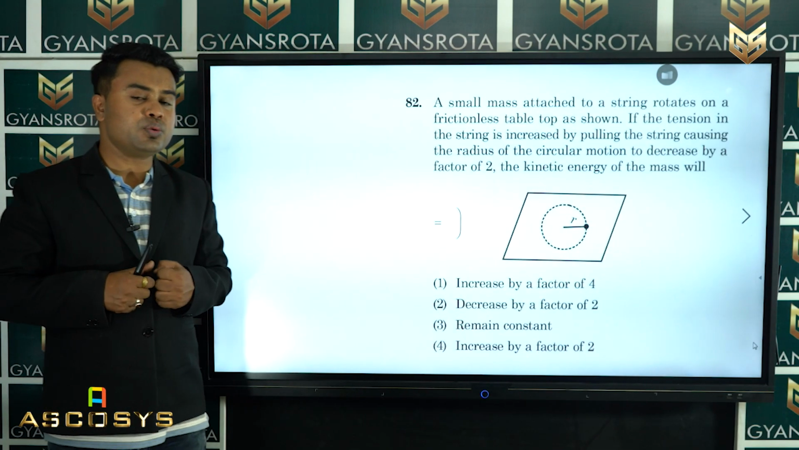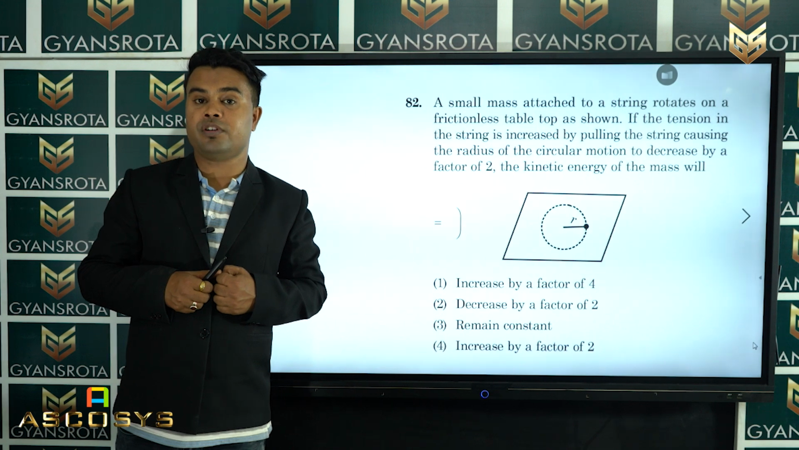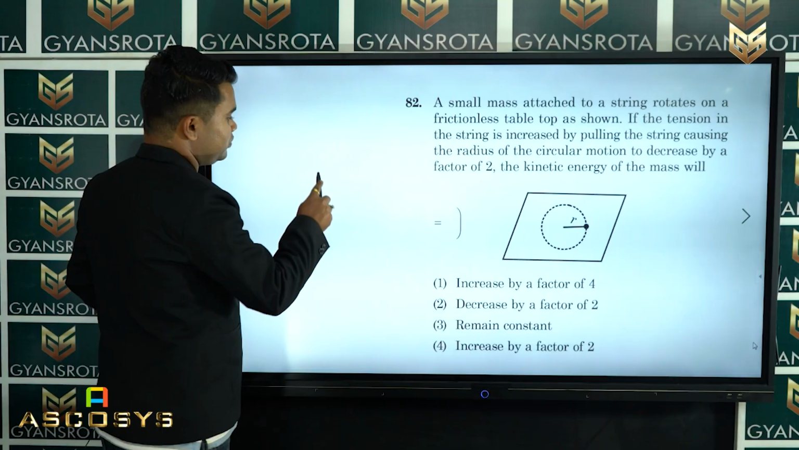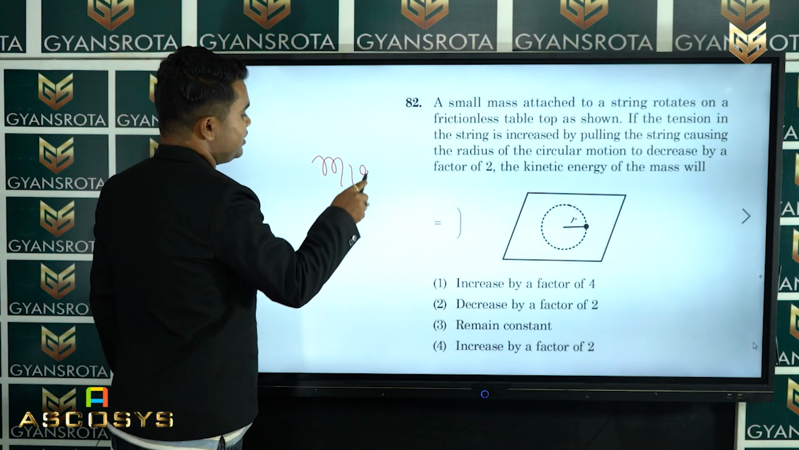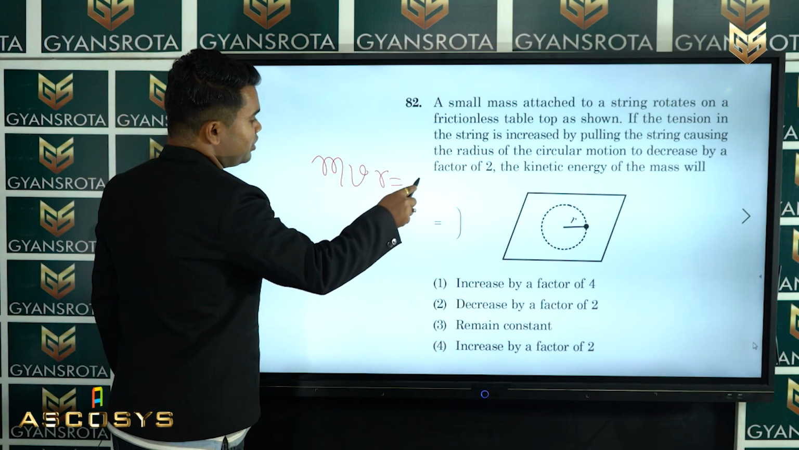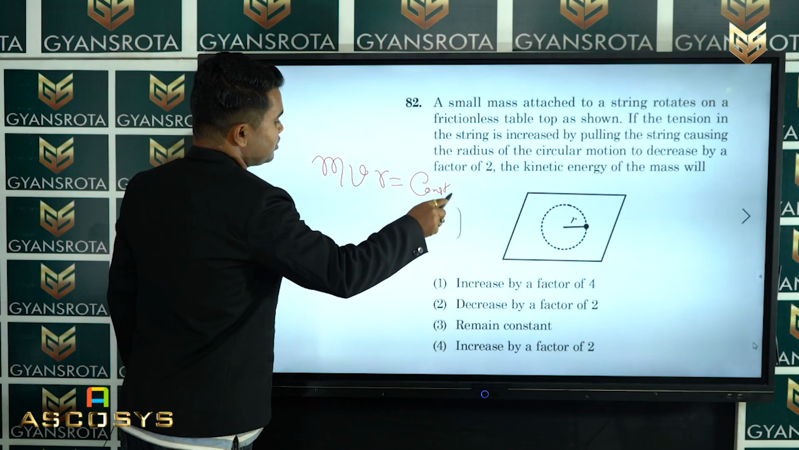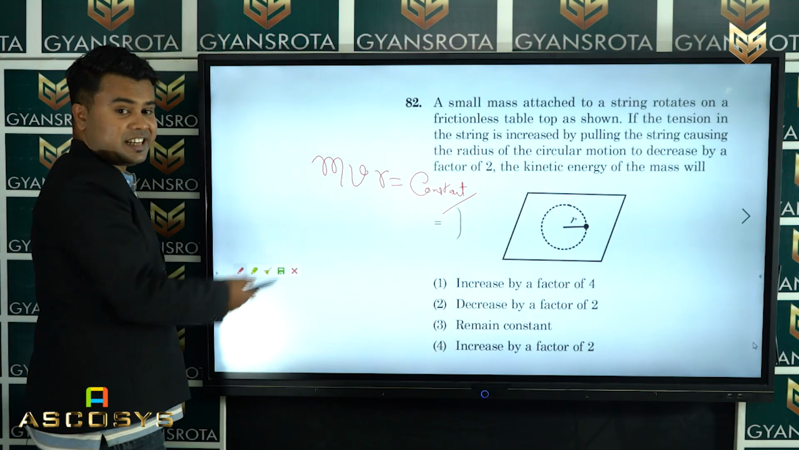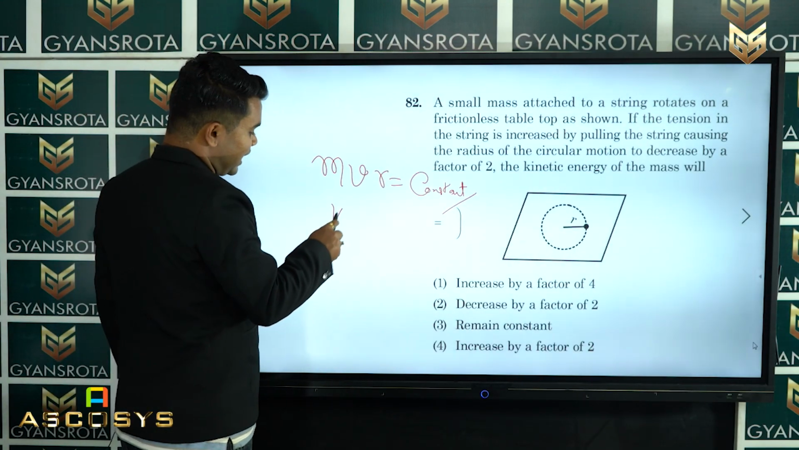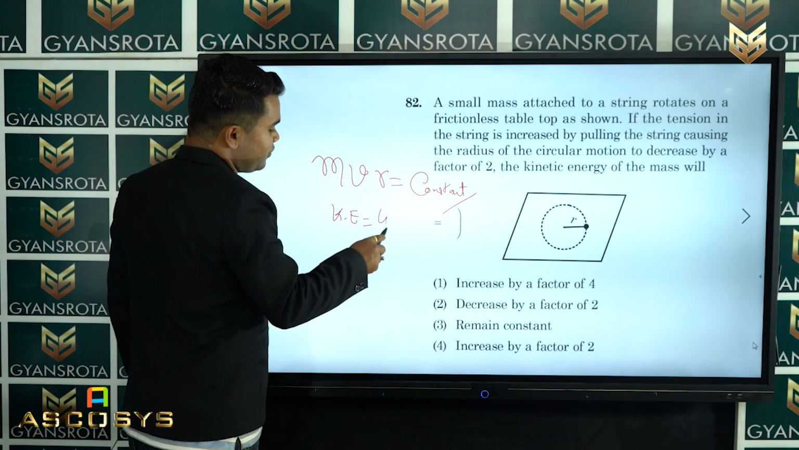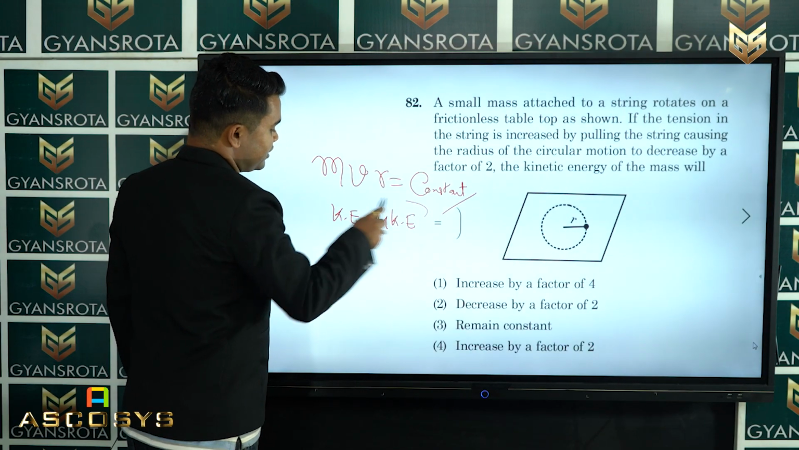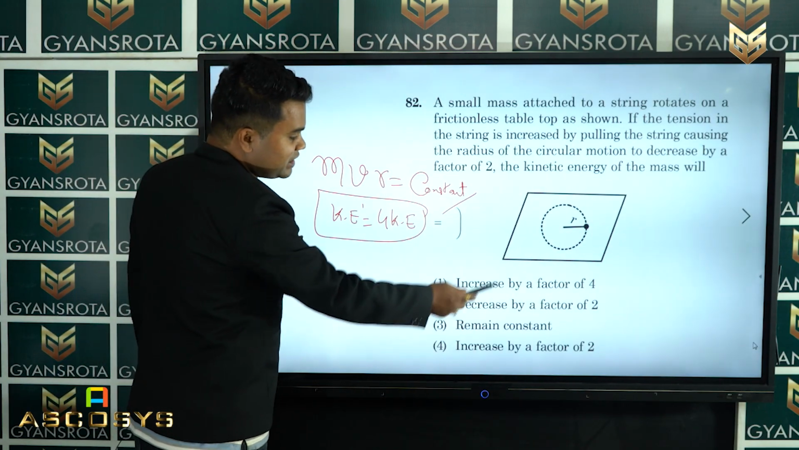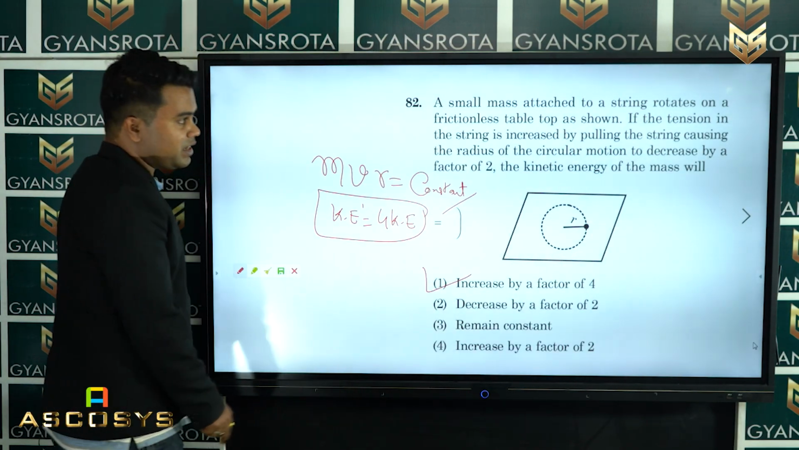So here you have to use the concept of angular momentum, which is given by m v r is equal to constant. That is, the angular momentum is constant. So if you solve this one and find out the kinetic energy, you will see that the kinetic energy will increase by 4 times. So the right answer is increases by a factor of 4. Number 1 is the correct answer.